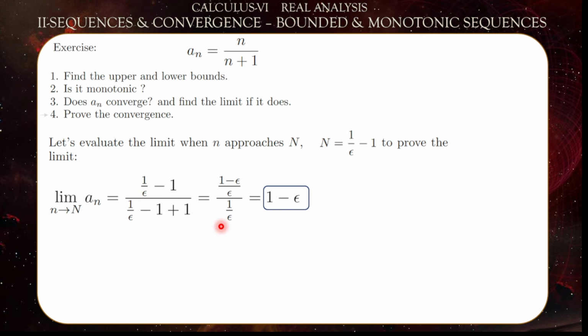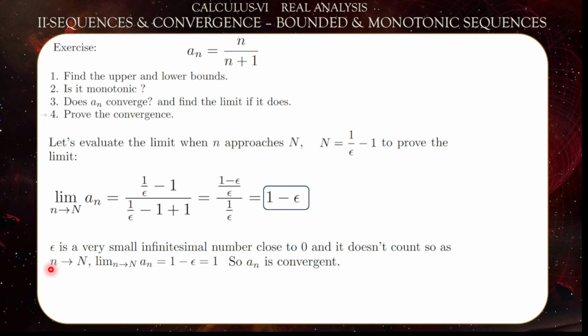You can factor out epsilon. So what you're left with is 1 minus epsilon. Epsilon is a very small infinitesimal number close to 0 and it doesn't count. Hence the limit is equal to 1 because epsilon is regarded as 0. So an is convergent.